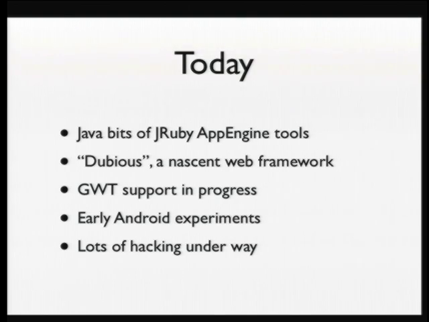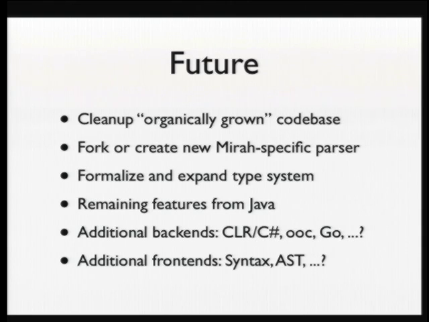So places where this is being used today, the Java bits and pieces in the JRuby app engine tooling is actually written in Mirah. I showed you Dubious. There's a contributor on the list that's actually adding the bits and pieces necessary to do GWT applications, writing in Mirah instead. I think the main thing was just getting the little inline JavaScript native things to work. Of course, I showed some early Android experiments, and it's a young code base, but there's a lot of fun stuff you can do with it, and there's a lot of hacking going on right now. All right, so I showed you the apps.